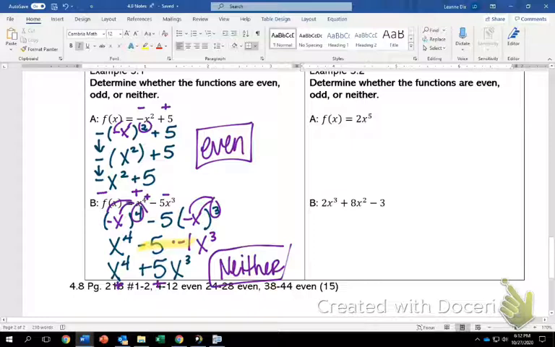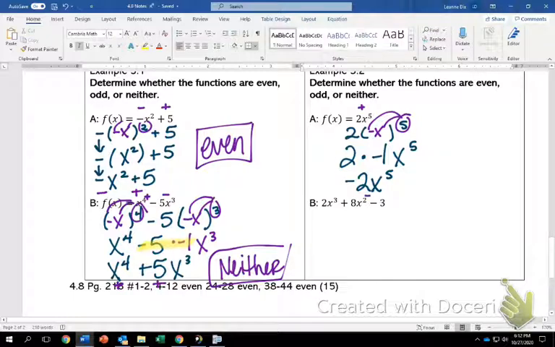All right, last two. We're taking this, replacing it with a negative x. Distribute that exponent. Negative 1 to the fifth power is going to be a negative 1 times negative 1, x to the fifth power. 2 times a negative 1 gives me negative 2, x to the fifth power. I mean, this started off as positive and it became negative, and there's not a constant, there's nothing else to really consider, so it is in fact the exact opposite. So therefore, this is an odd function.